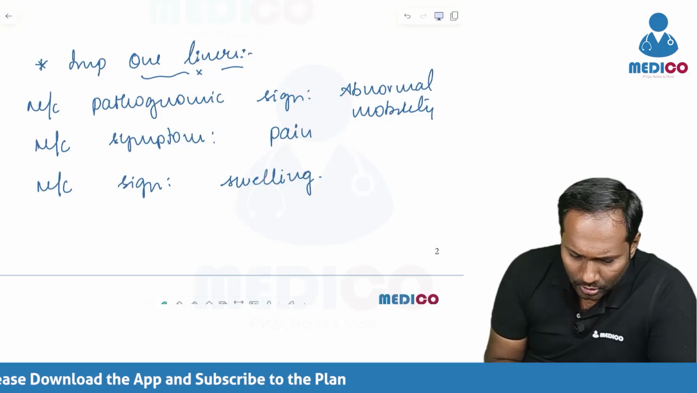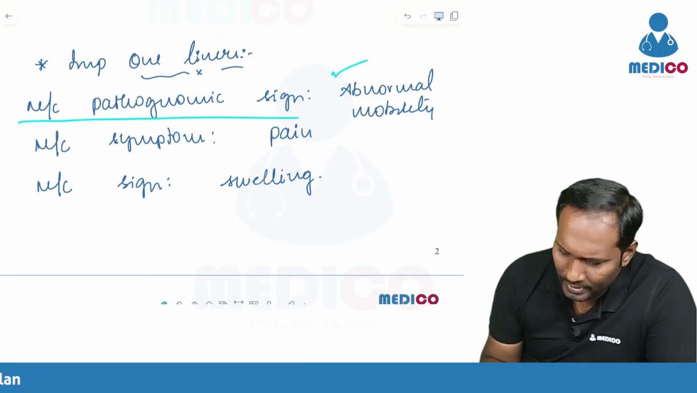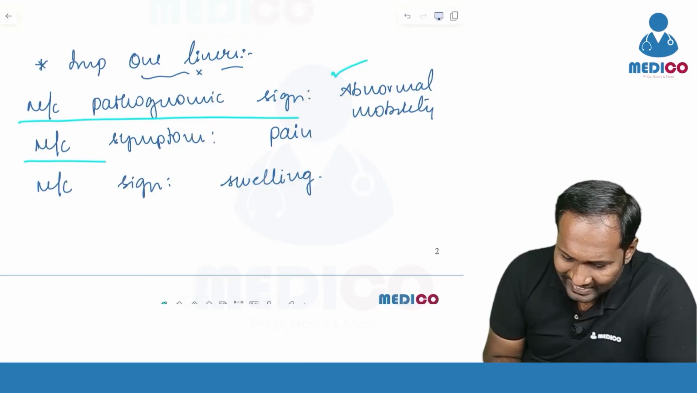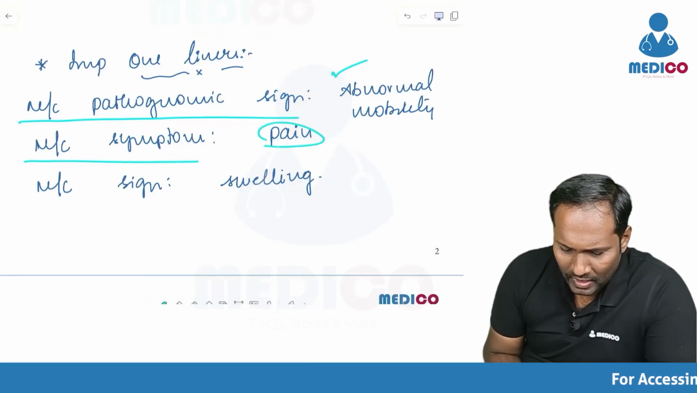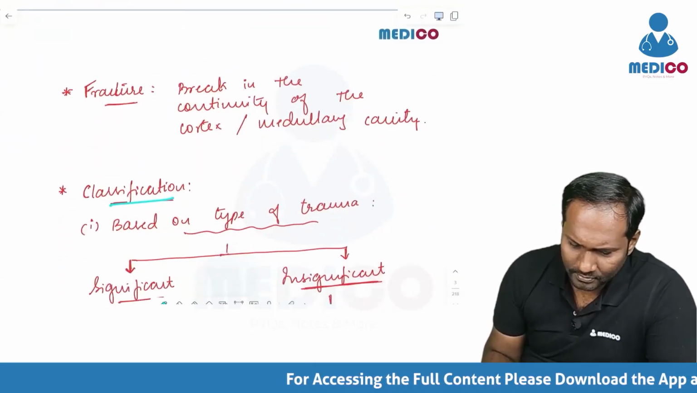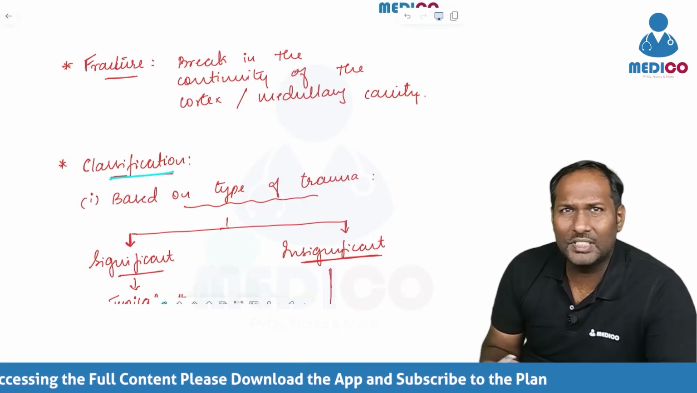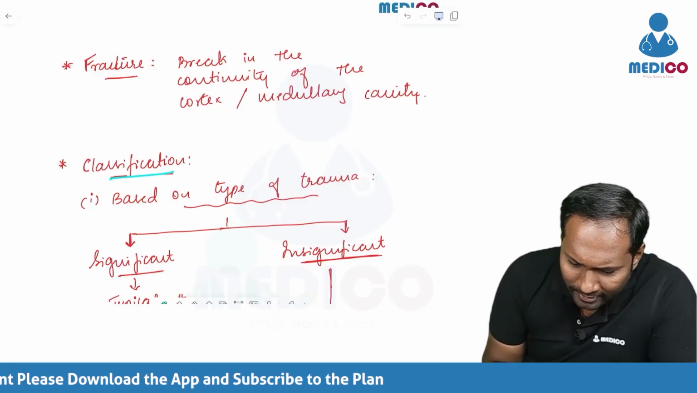So, the most common pathognomonic sign for a fracture is abnormal mobility. The most common symptom is going to be pain. The most common sign is going to be swelling. Let's have a few discussions regarding the fracture and the questions which can come from that. What is a fracture?